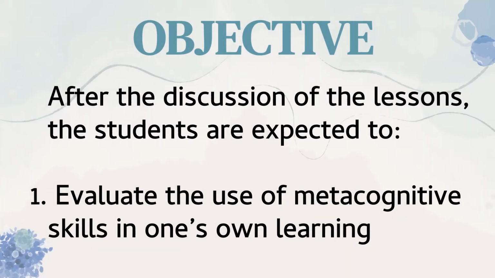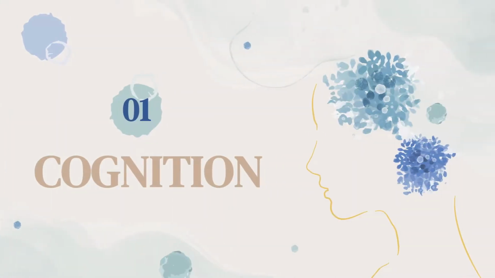Before anything else, let us know first the objective of our lesson for today. After the discussion of the lessons, the students are expected to evaluate the use of metacognitive skills in one's own learning. And now, let us begin with our lesson for today. Let us start with the first part, the cognition.